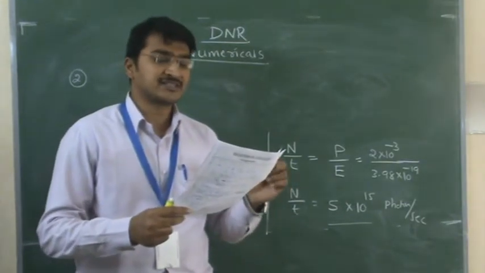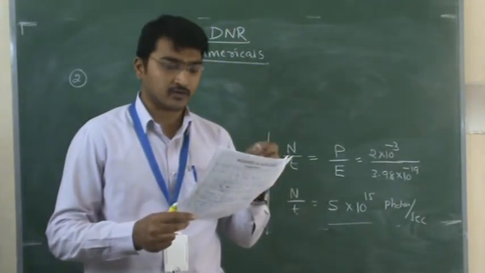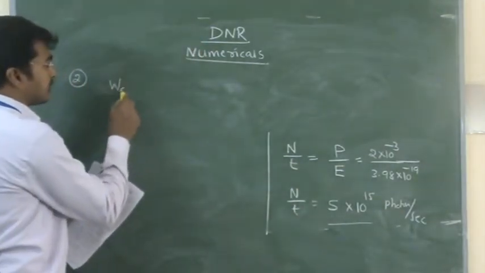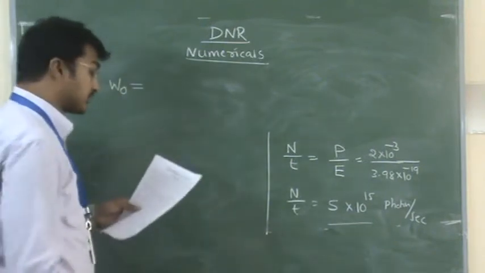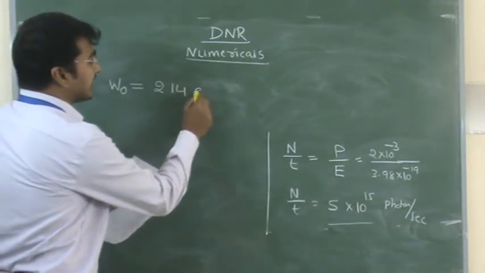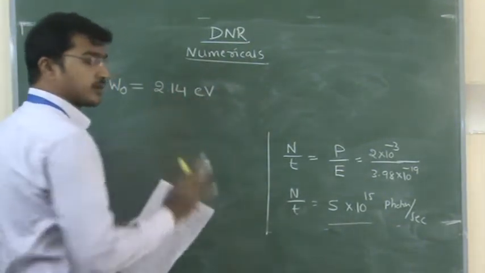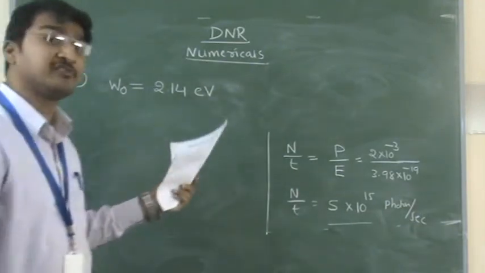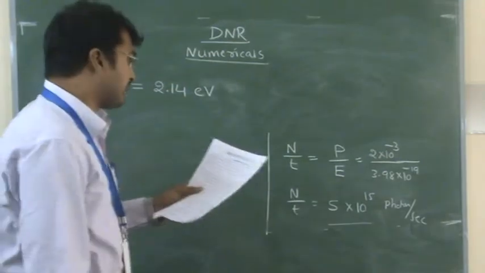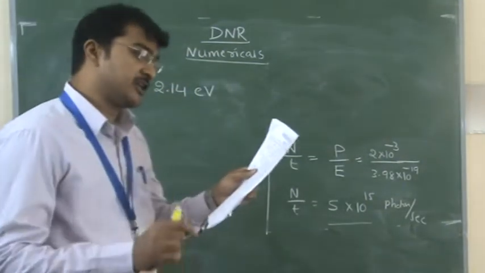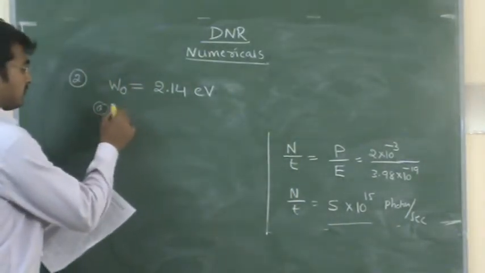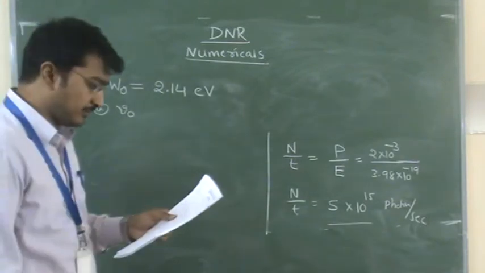The work function of cesium is 2.14 electron volt. Work function we are indicating as W naught. W naught is equal to what they given? 2.14 electron volt. It's not SI unit, it's electron volt unit, the smallest unit of work. Cesium. And what should we find? First one, threshold frequency of cesium metal.